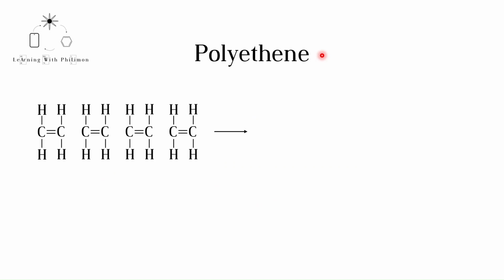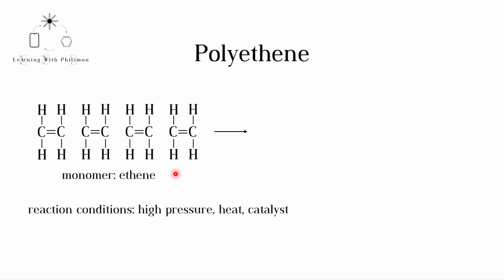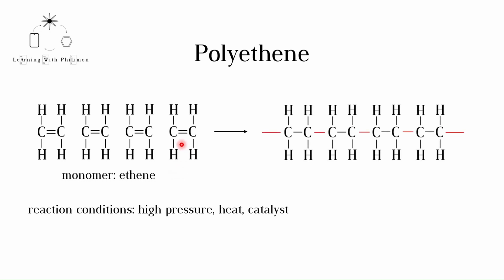The first example we will look at is called polyethene. The polymer is made from the monomer ethene, C2H4, an alkene. Under the conditions of high pressure, heat, and a catalyst, you can join many ethene molecules together. You are not required to know the mechanism for this process, but to know that the double bonds of each ethene molecule break. The electrons involved in the double bonds are used to form single bonds with neighboring monomers. These new single bonds formed are colored red in the diagram.